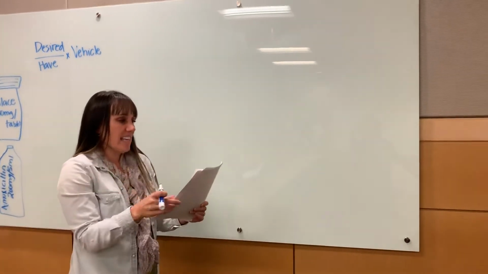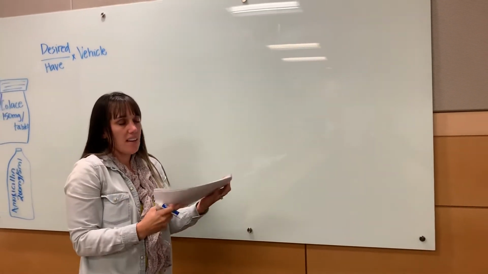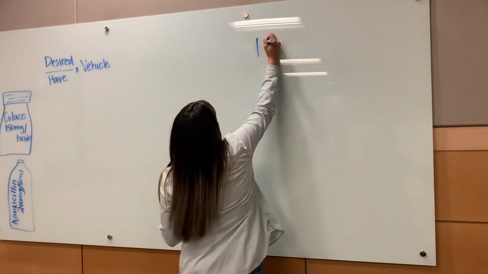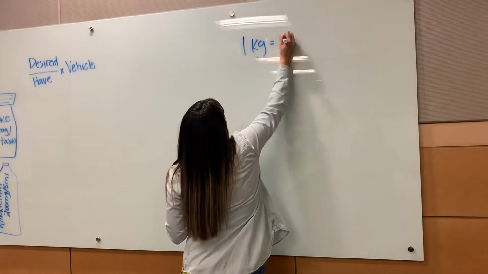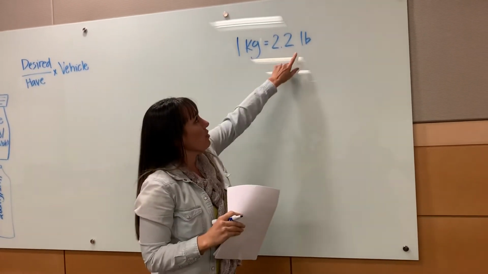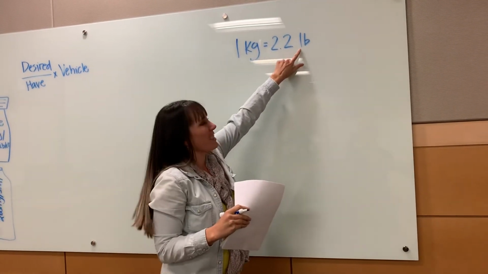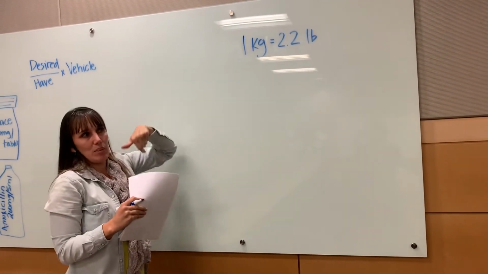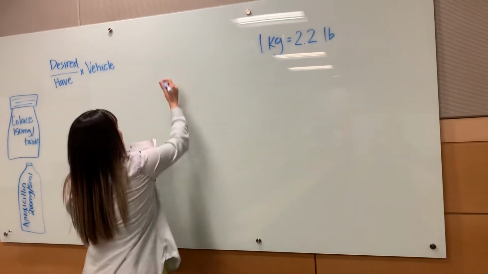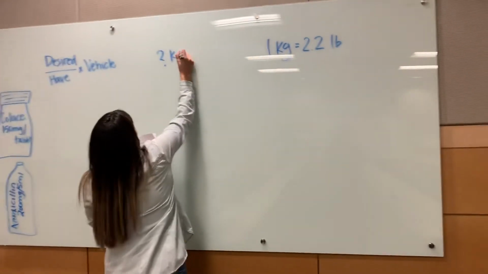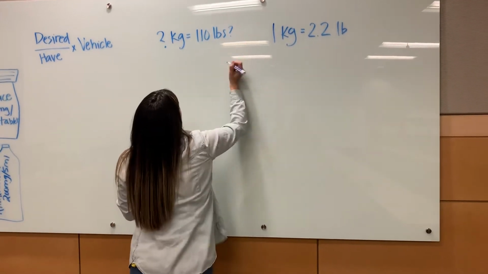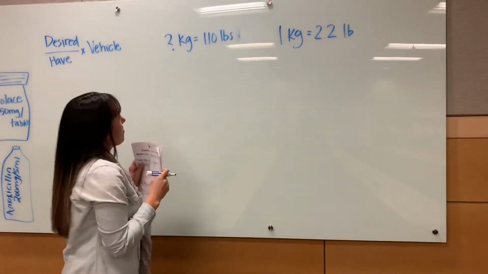Okay, next thing is pounds to kilograms. Very common thing that you're going to need to do a lot. So what's the thing that we need to memorize? 1 kilogram equals 2.2 pounds. I would be careful with this LB because sometimes that can look like 1, and then sometimes you can get yourself into trouble there in terms of calculating. Okay, so if I want to know how many kilograms is in 110 pounds. Okay, how many kilograms is 110 pounds?